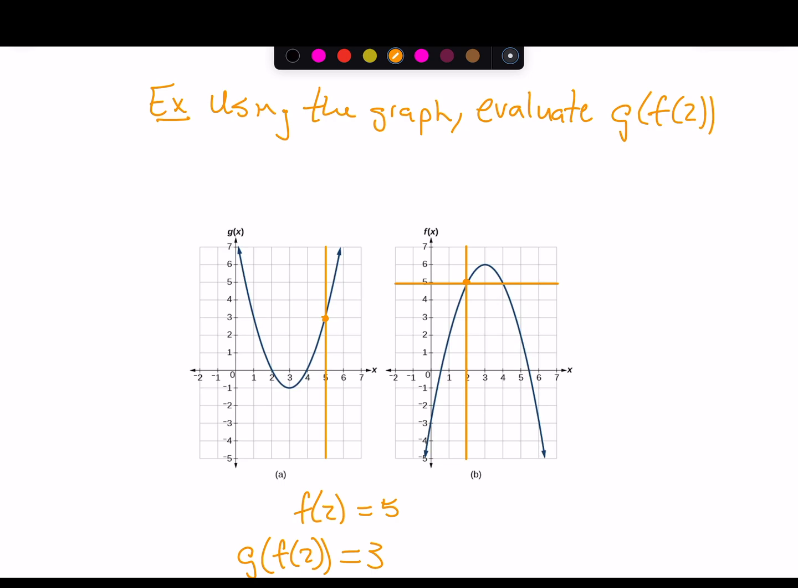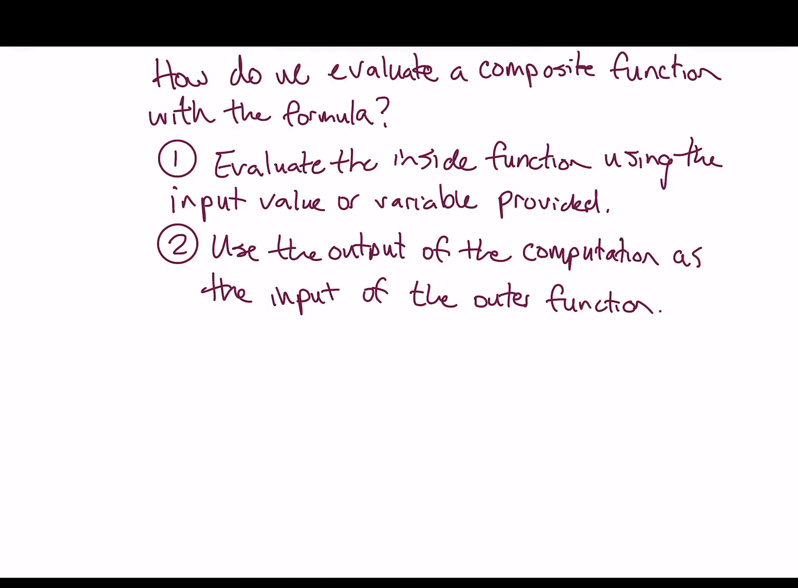Now that we've used tables and graphs to find and evaluate composite functions, how would we do that using a formula? So to evaluate a composite function using the formula, we first evaluate the inside function using the input value or the variable provided. Then we use the output of the computation as the input of the outer function. So what we then can do is find out the composite function and evaluate that using those steps.